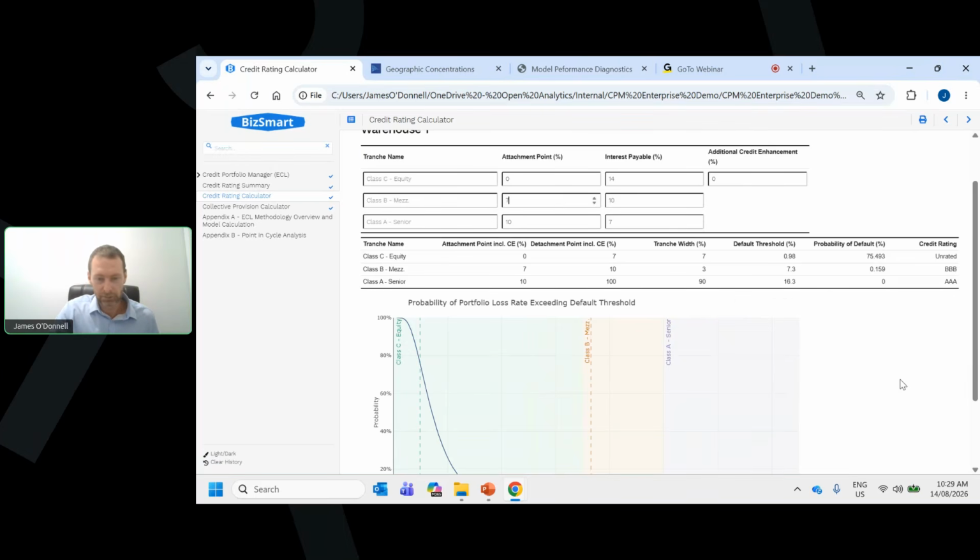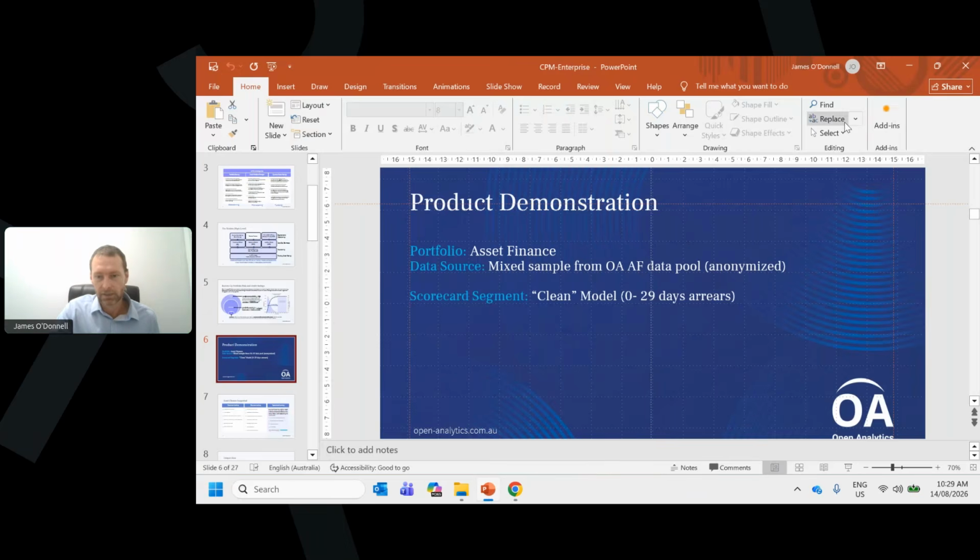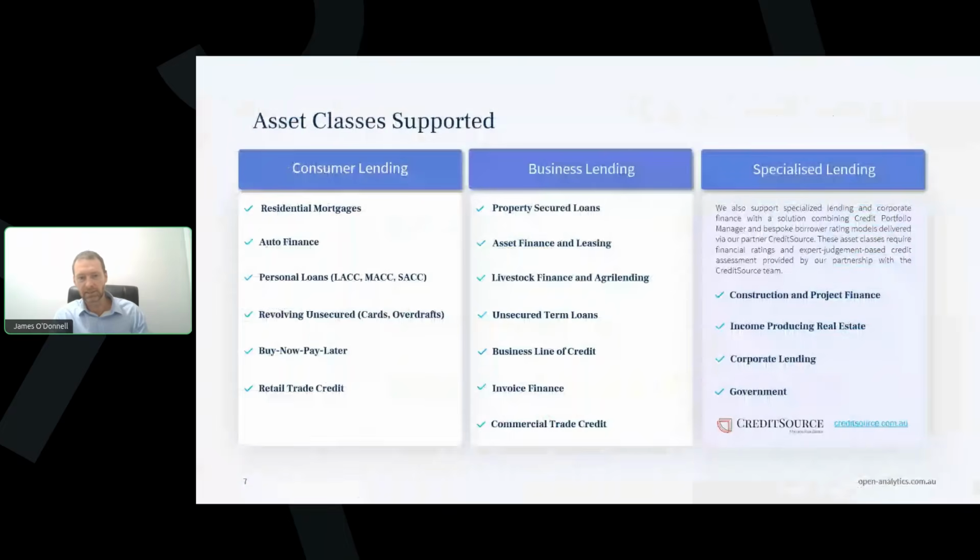All right, I've got through it with a minute to spare. Probably quite a bit to take in. I'll just quickly jump back to the presentation. Just closing remarks. I showed asset finance as an example, but we really support any asset class, for consumer, business, even specialized lending. Pretty much anything you can imagine, we can support.